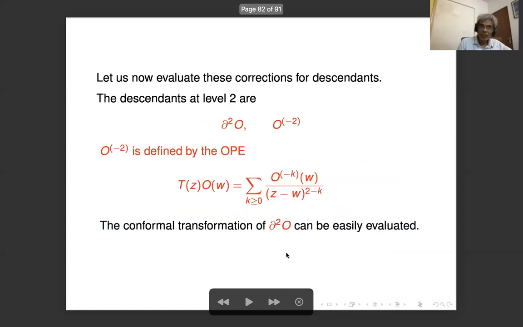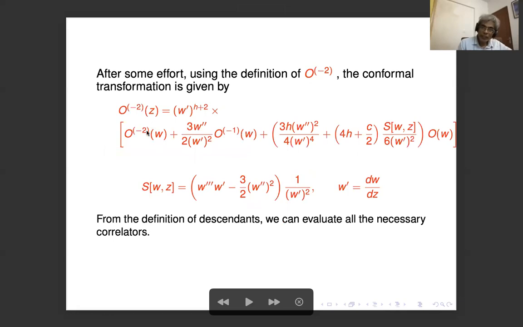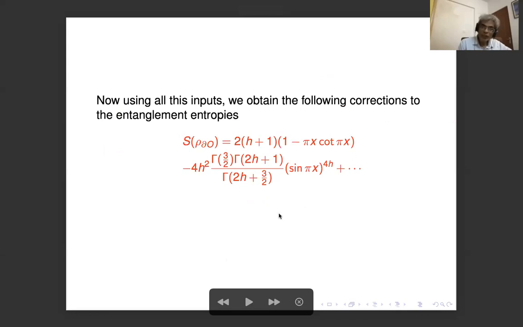Now we can go to level 2. Even level 1, but let me look at level 2. At level 2, there are 2 states, which are L minus 1 squared on the operator and L minus 2 on the operator. And we can calculate it. We need, of course, the conformal transformation of that O minus 2. It's quite complicated, but it can be worked out. Here it is. Using all the inputs, you can correct.